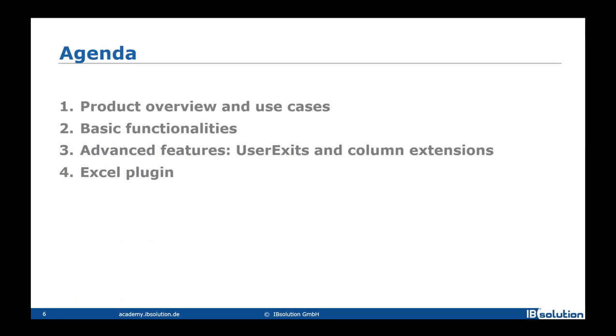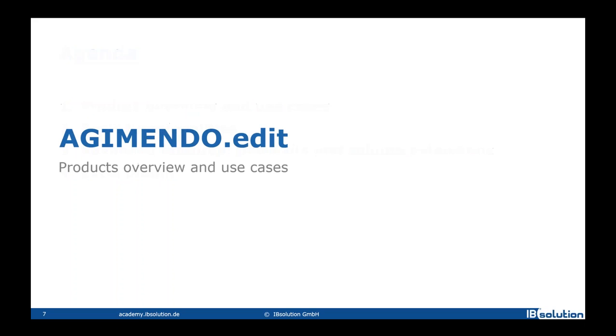So today we're going to see a general overview of AGIMENDO.edit and its use cases. We'll see what are the basic functionalities that are directly usable. We'll see also the advanced features, which are the user exits and the column extension that allow for each client to have a personalized view on their data, and also the Excel plugin. All of what we'll see will also be shown in a small demo at the end.